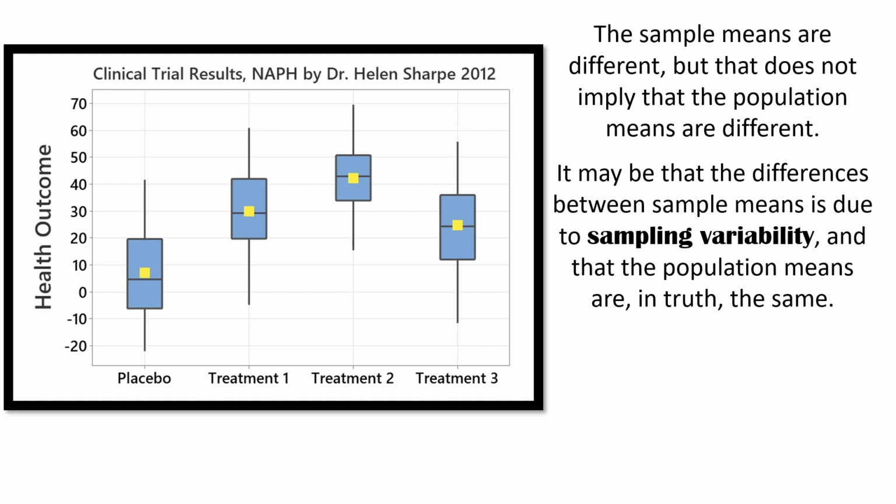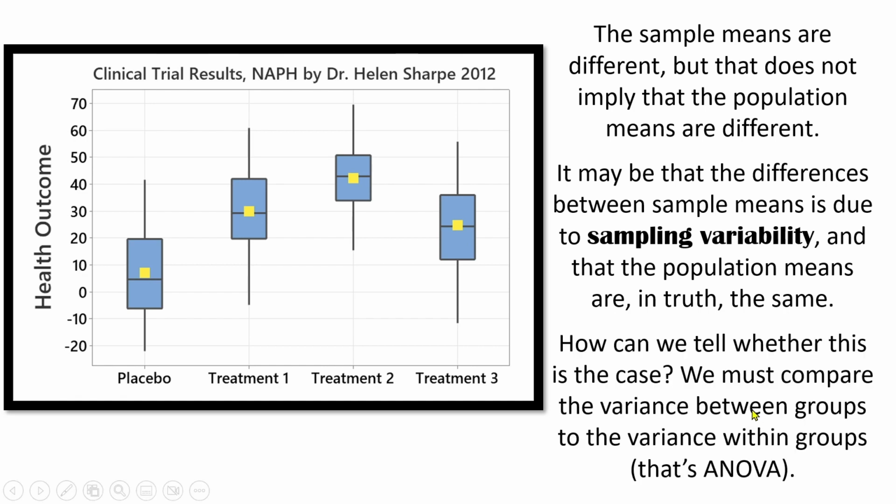This is the precise reason why we need to conduct our analysis of variance. We need to find out if the evident differences between these groups are something real, meaning that the population means are actually different, or if it's just a product of sampling variability. So how can we tell whether the population means are different? We must compare the variance between groups, which would be the variance caused by differences in group means, to the variance within groups. That's what analysis of variance is all about.